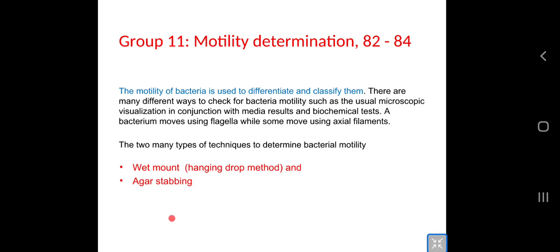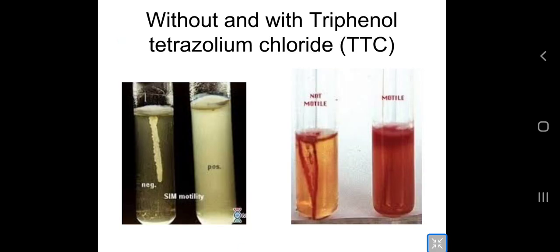Motility. There are two ways. We have wet mount and then agar stabbing. Wet mount is on the slide. Agar stabbing is on the agar media. So how do you see this one? I'll show you this one. Look now. In this one, by diffusion, this is triphenyl tetrazolium chloride. I'm not going to ask you those chemicals, but here it diffuses. This is positive, this is negative. And here positive, this is negative. Okay, so that is how you are going to understand it. So remember, this one diffuses.